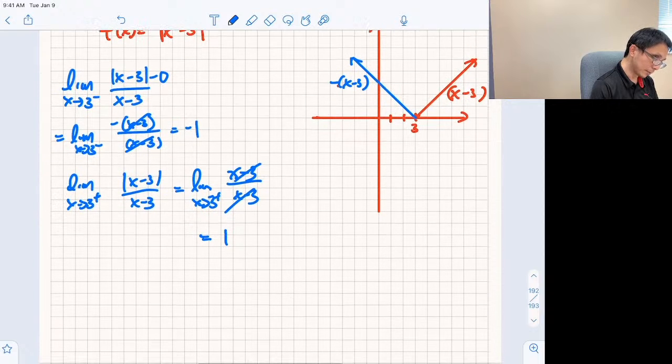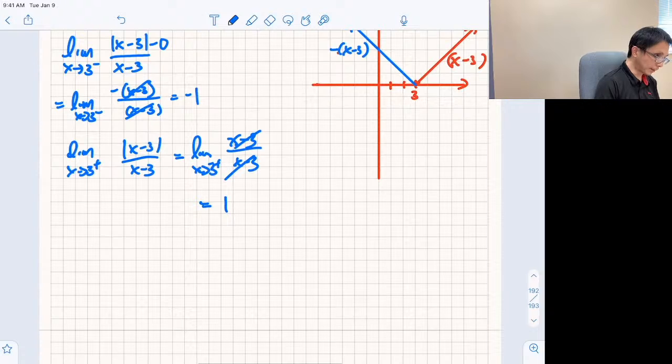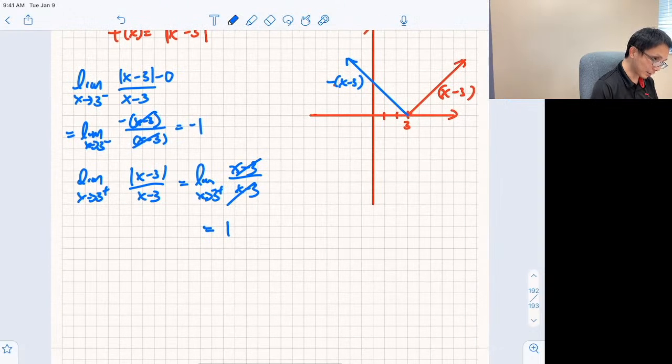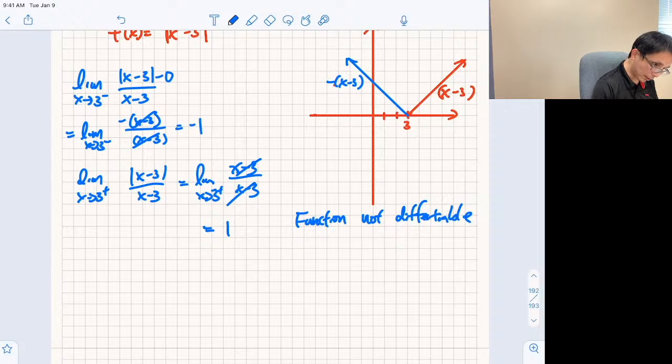Guess what? And we're going to introduce you to something. When the function is not differentiable, this is the case. So the function is not differentiable. Remember, this is very, very important. Okay, a function is not differentiable in a few situations.